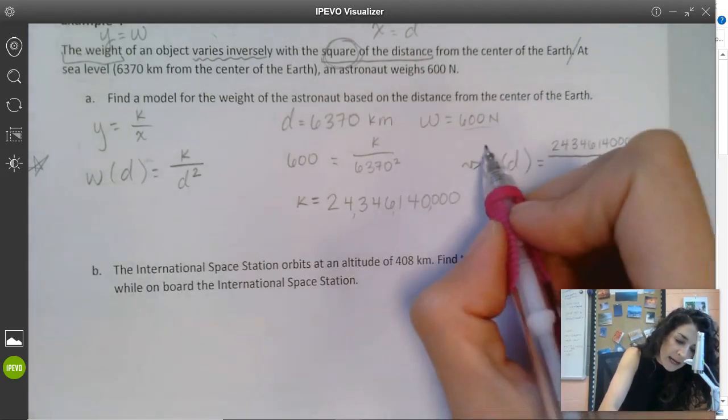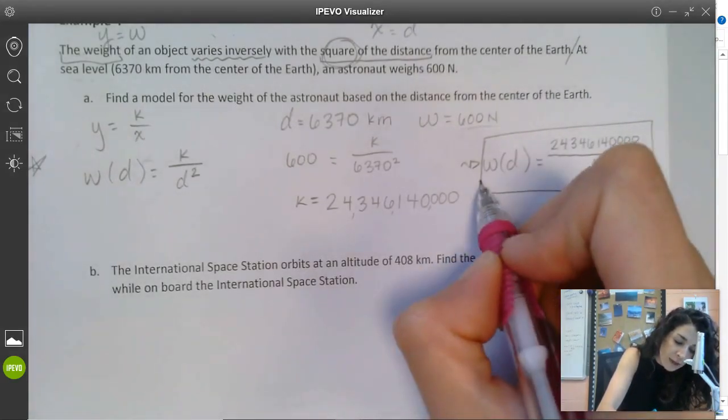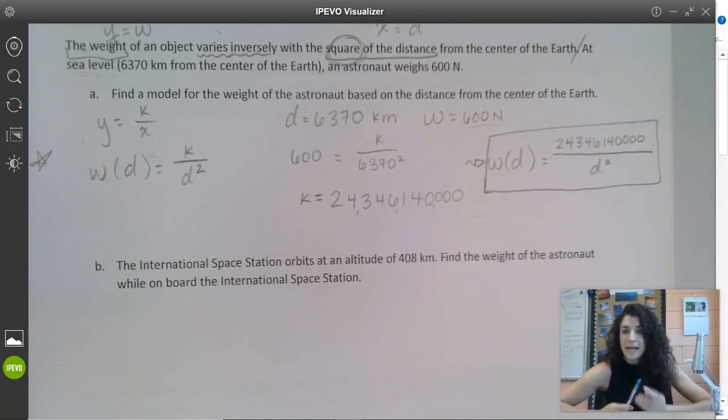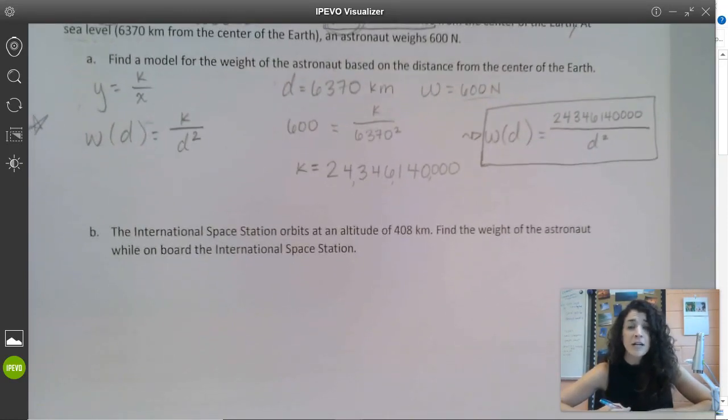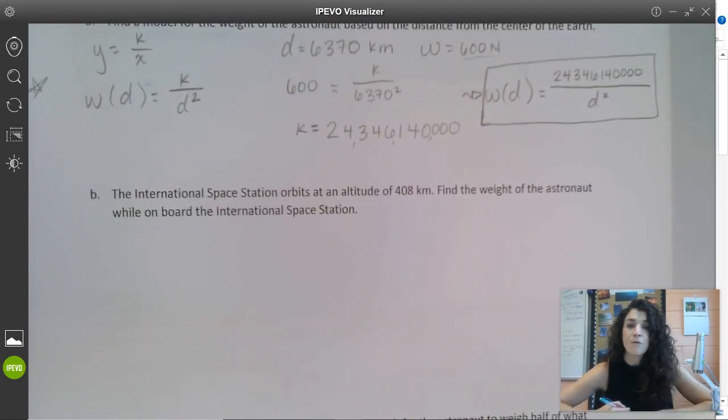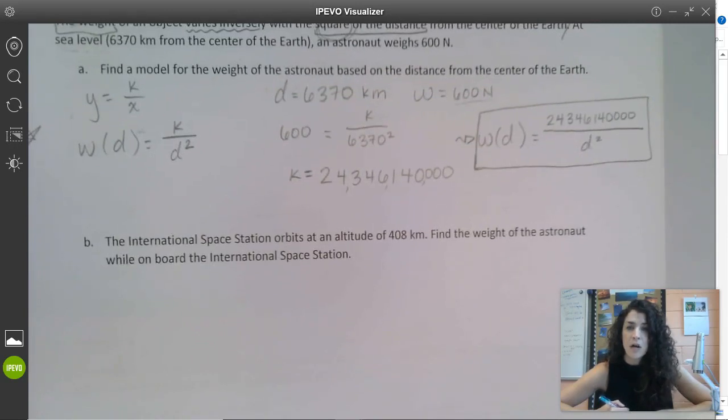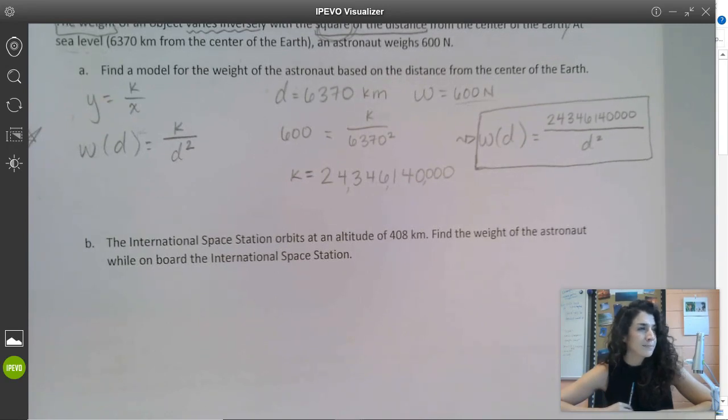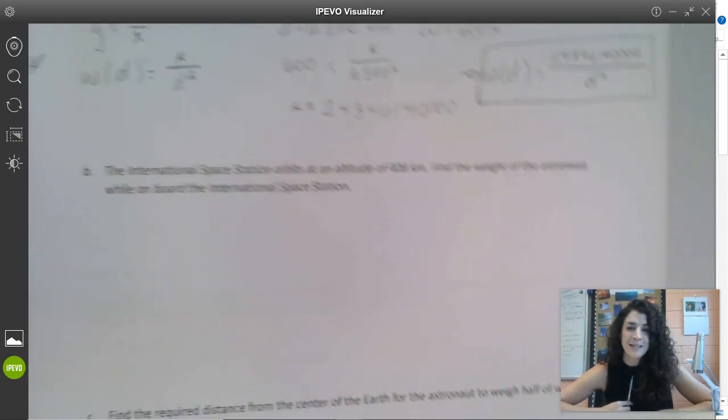So we just need to plug it back in to that original guy and just replace K with that number. And now that is our model for calculating the weight depending upon how far you are from the center of the Earth. It says that the International Space Station orbits at an altitude of 408 kilometers. Find the weight of the astronaut while on board the International Space Station.